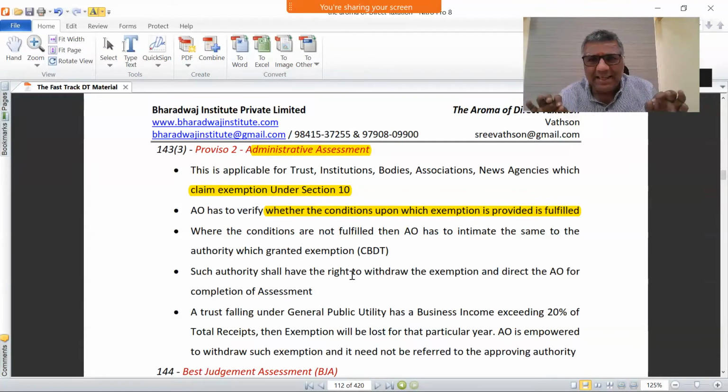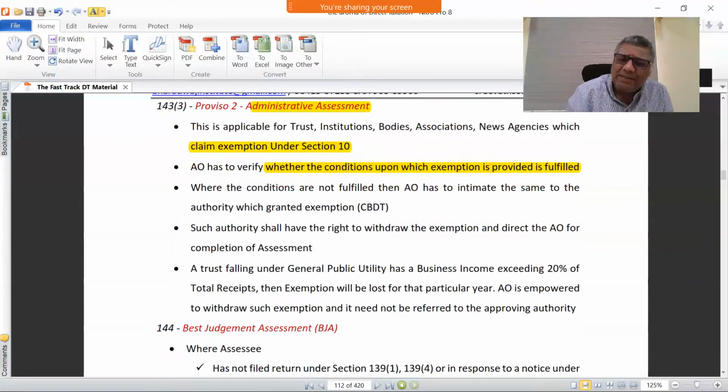Only thing is, this is the commissioner who is granting, for trust exemption it is not granted by the CBDT. Trust exemptions, yesterday we saw, is granted by the commissioner. So that is by the commissioner.